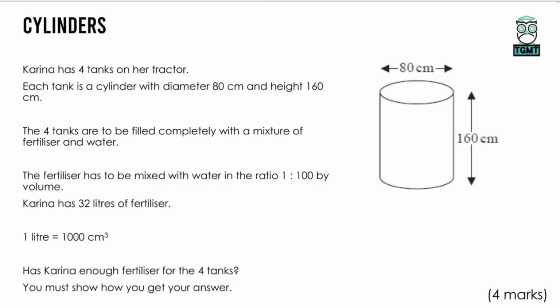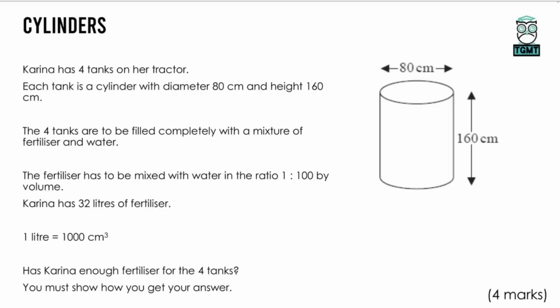Okay, so this question is looking at a cylinder. It says here, Karina has 4 tanks on her tractor. Each tank is a cylinder with diameter 80 and height 160. The 4 tanks are going to be filled completely with a mixture of fertiliser and water.